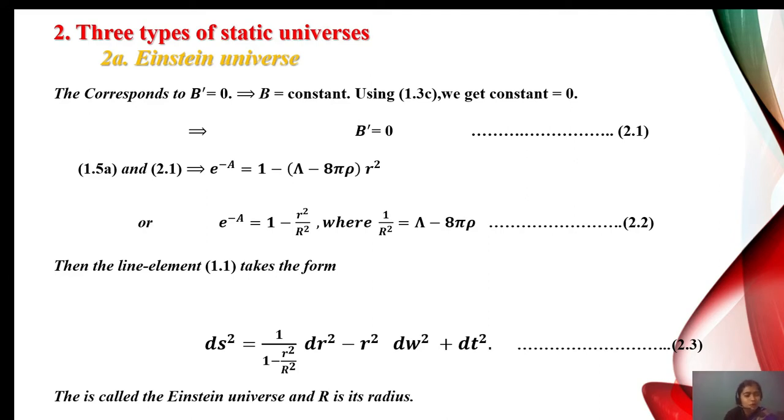To get this form, we use the condition b dash equals 0 and put in the value of e to the power minus a equals 1 minus lambda minus 8 pi rho r square. Put all these values, 1 by R square equals lambda minus 8 pi rho, into e to the power minus a, and we get dA square equals 1 by 1 minus r square upon capital R square, dr square minus r square dw square plus dt square. This equation is called the Einstein universe equation, and R is considered as a radius.